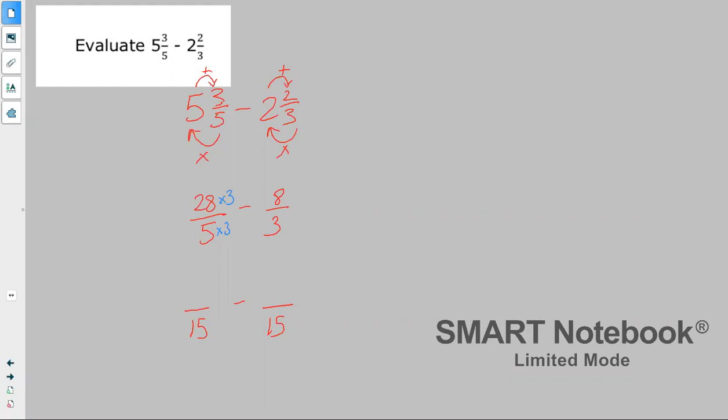28 multiplied by 3 is 84. And then you have to do something like 3 multiplied by 5 gives you 15. So you have to multiply that by the top as well. That gives you 40. And it's out of 15, so that denominator doesn't stay the same once you have the same number on the bottom, and the top number would be 44.